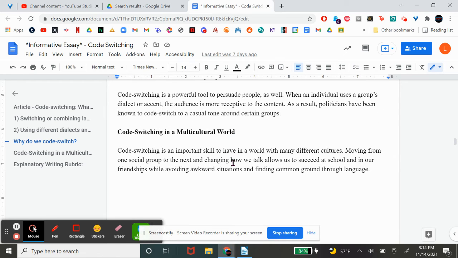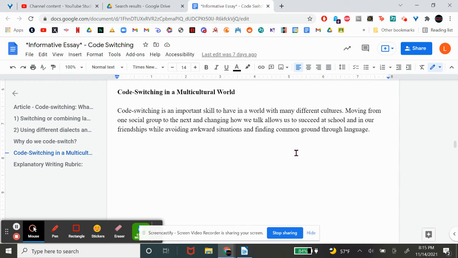Code switching is a powerful tool to persuade people as well. When an individual uses a group's dialect or accent, the audience is more receptive to what they have to say. As a result, politicians have been known to code switch to a casual tone around certain groups.